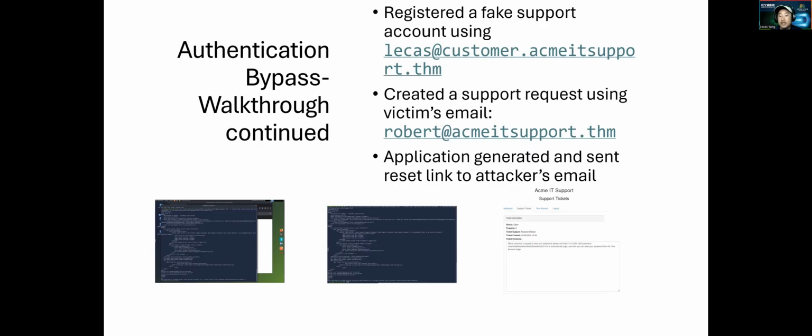If you look at the first screenshot, you'll see the HTML source of my ticket page. It says there is a recent email to robert at acmeitsupport.thm. And in the second screenshot, you'll see that same message while I'm still logged in as the fake support account, really proving that the app sent the reset link to the attacker, not the actual owner. So now I have full control of Robert's reset token without needing his inbox or credentials, which really is a serious logic flaw.